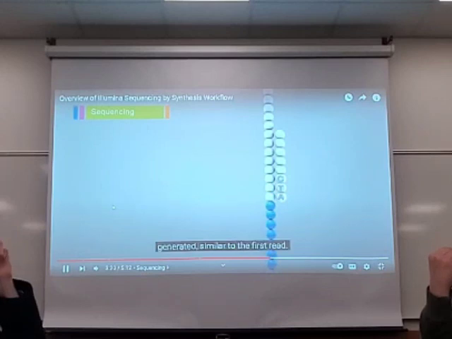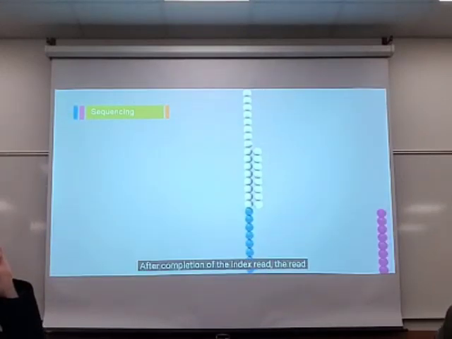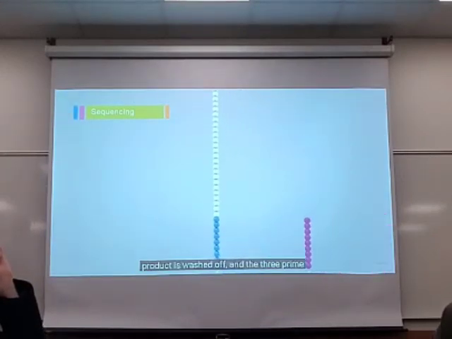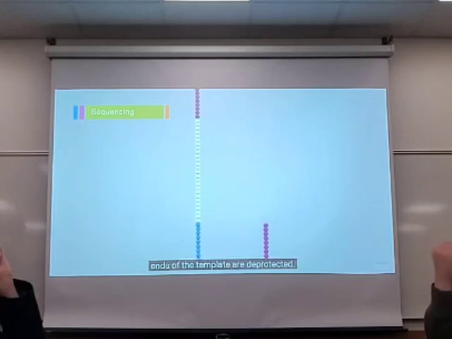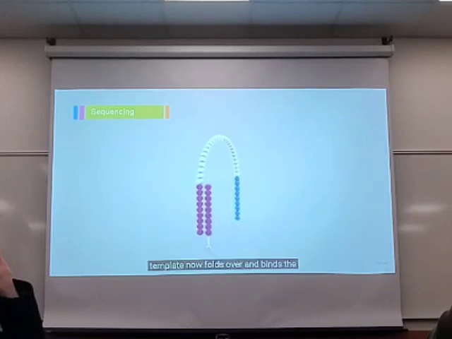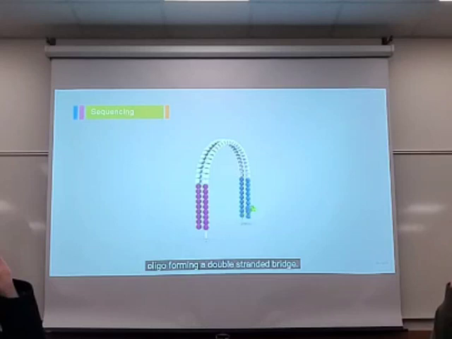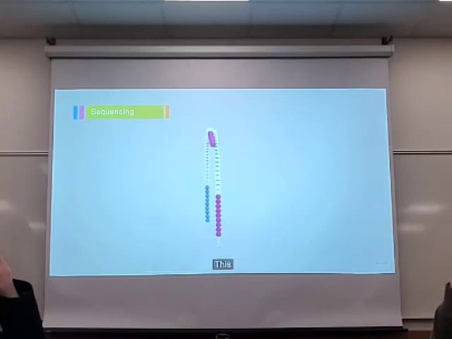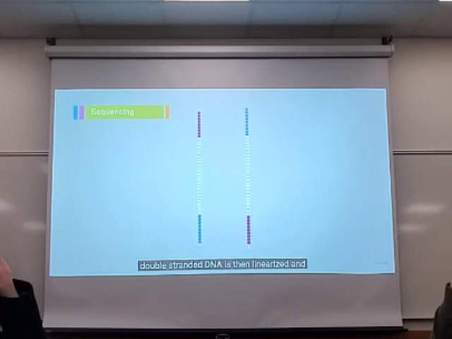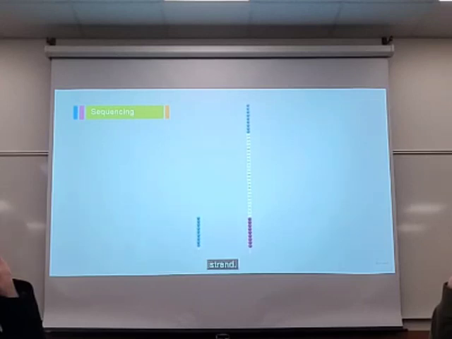The index read is generated similar to the first read. After completion of the index read, the read product is washed off, and the 3' ends of the template are deprotected. The template now folds over and binds the second oligo on the flow cell. Index 2 is read in the same manner as index 1. Polymerases extend the second flow cell oligo, forming a double-stranded bridge. This double-stranded DNA is then linearized, and the 3' ends are blocked. The original forward strand is cleaved off and washed away, leaving only the reverse strand.